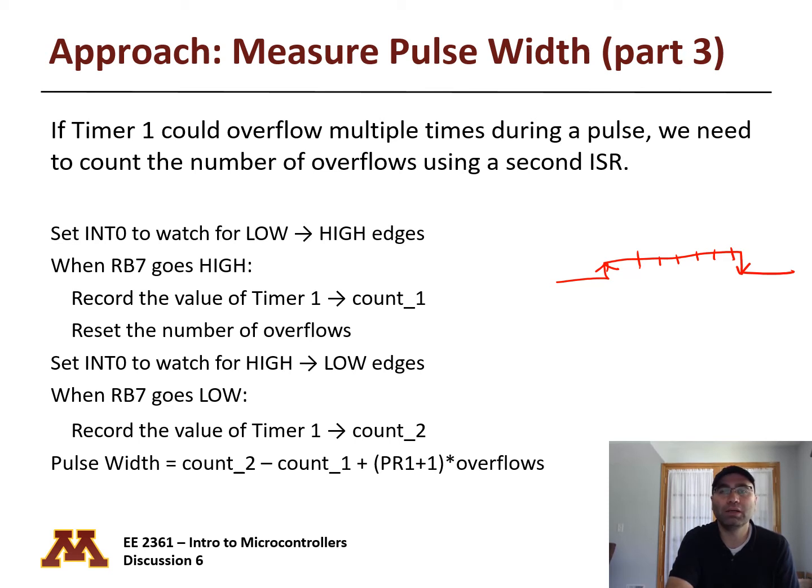In this case, instead of just having one overflow, now we have multiple overflows. So let's say if we have 5, we multiply PR1 plus 1 with 5, we subtract from count 1 and add count 2, okay? So that gives us the pulse width.